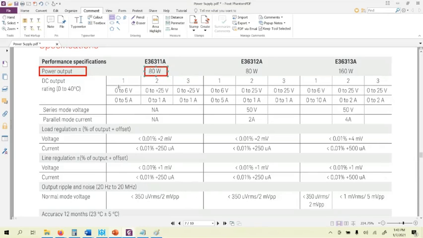Can you justify that this particular model, 36311, is 80 watt, by looking into this data sheet? Anything you can look into, can you come up to this value 80 watt? Anyone? Why are they calling this power supply an 80 watt power supply and this one a 160 watt power supply? Why? By looking into this data sheet, can anyone come to that number?